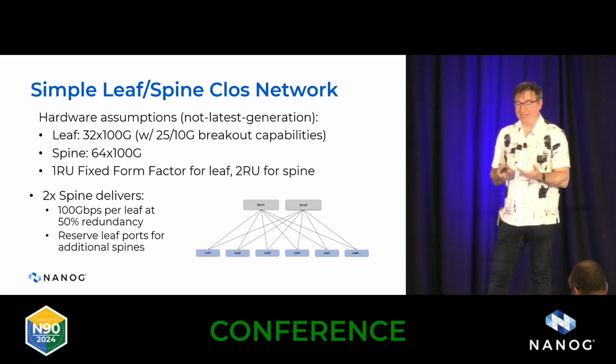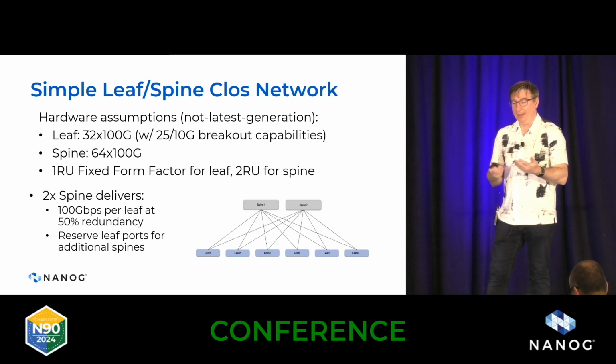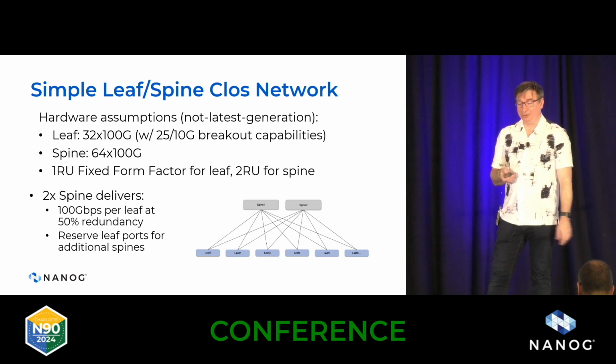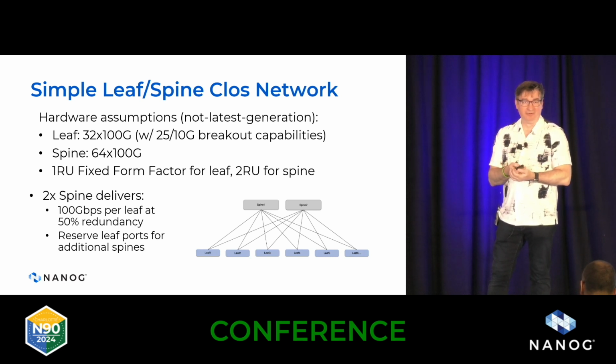So if we start with our basic design here, this gets you 100 gigs per leaf at 50% redundancy. You lose 1 spine, you've got 100 gigs. So if you've got 10 gigs down to your 40 servers, that's still a 4-1 oversubscription, which isn't great, but depending on your compute needs, maybe certainly all you need.